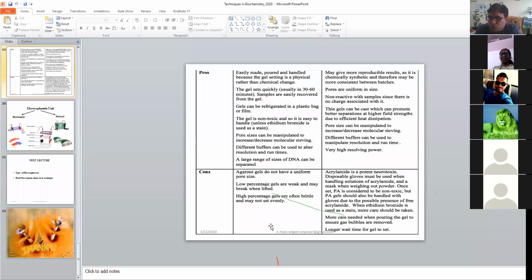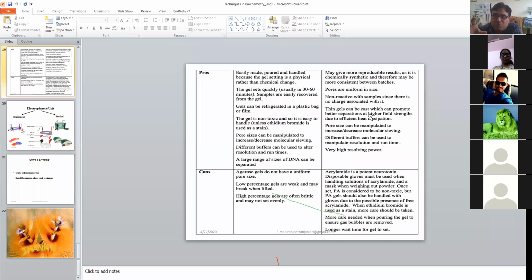So pros and cons. What are the advantages and disadvantages of these two methods? In case of agarose, the gel sets quickly, but the problem is the pore size is not uniform. But polyacrylamide gel takes time. It will take almost 30 to 45 minutes, and the pores are uniform inside. In case of agarose, the gel can be refrigerated in a plastic bag or film. You can refrigerate, or you can put a buffer and keep your gel for 1 day, 2 days, 3 days. But in polyacrylamide, if you have to keep your gel, you have to dehydrate it.